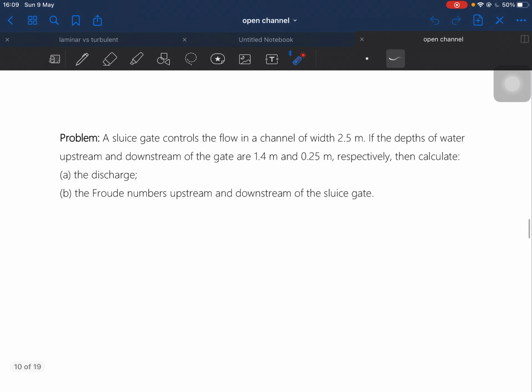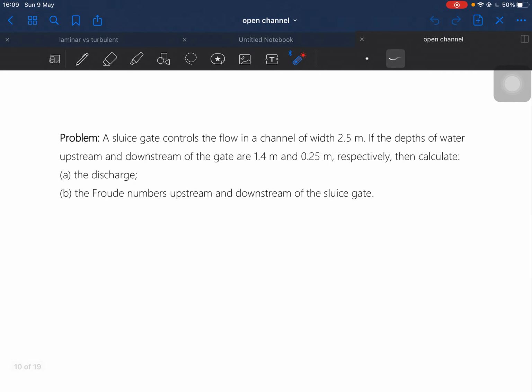Okay, so let's read the exercise together. I think this one is quite easy because they're only asking for 2 questions, whereas the other questions are asking for 3 or 4 questions, like A, B, C, D. So this one is only A and B, upstream and downstream. For the discharge, of course, they're asking for Q, and the Froude number is just FR. So now let's highlight all the numbers that we're going to use.